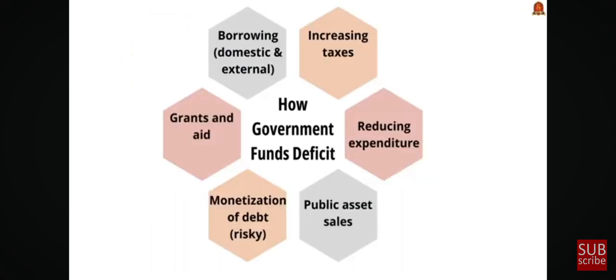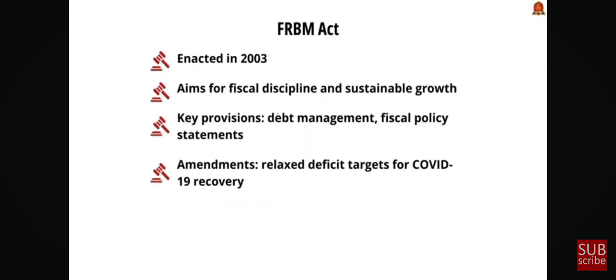Moving on, let us see how the government funds the deficit. Majorly by the government borrowing from domestic and also from external sources. Then by increasing taxes, reducing expenditure, then the government will also be doing public asset sales, grants and aids, and finally, as a last avenue, the government will be going for monetization of debt, which is highly risky because it affects inflation also. Moving on, let us see the FRBM Act.